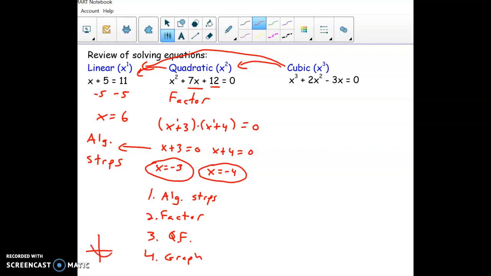So the idea is if we have an x cubed, as long as we can break it down to linear and quadratic, we already know how to solve those. We just have to break it apart. With this factor method, we'll do this example right here. It should be on the note sheet, or if you don't have a note sheet, you can just write it in your notebook paper. We're going to solve by factoring. Again, there are a lot of different ways to factor, but this one has a GCF. So we're going to pull out that GCF first.